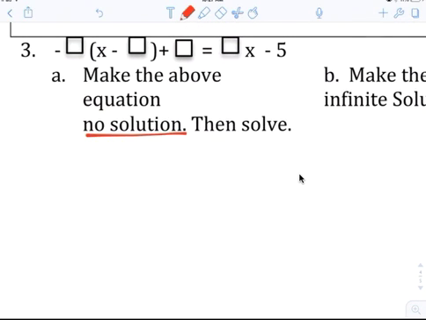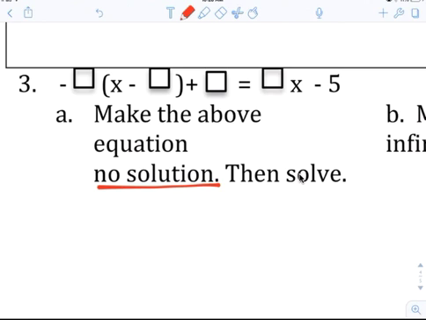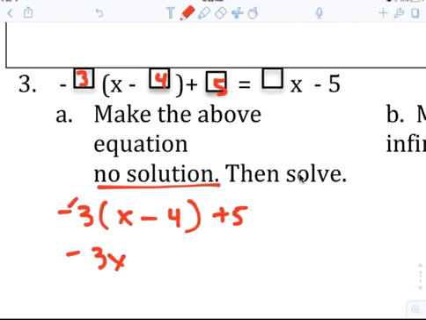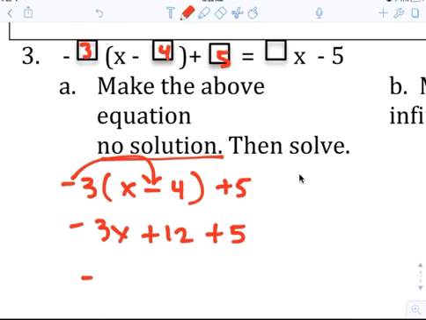Okay, so here. Make the equation no solution. Okay, remember no solution is when the coefficient is the same and the y-intercept is different. So we get, oh no, we do the side with the 3 first. So negative 3x, negative 3x minus 4 plus the 5. We do the left side first. Distribute, you get negative 3x, and this is actually a positive 12 plus 5. You get negative 3x plus 17. Okay?